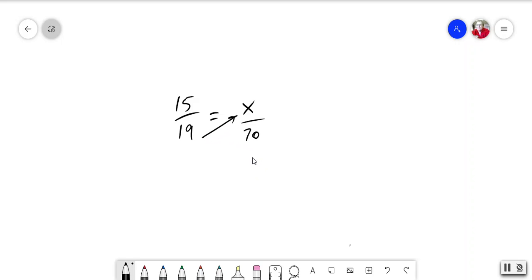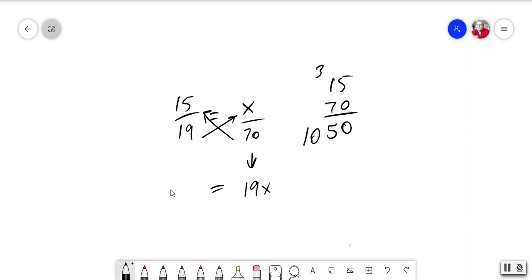I do my same process. Cross multiplication, which gives me 19x over here. 70 times 15 is going to be somewhat more fun. 0 times the whole thing is 0. 5 times 7 is 35. Carry the 3. 7 times 1 is 7. 8, 9, 10. 1050. I want to get x by itself, so I divide by 19.